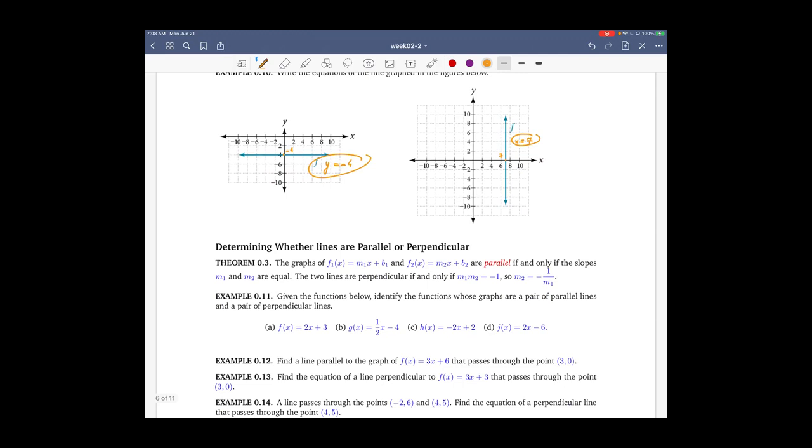We now look at an interesting theorem. Theorem giving necessary and sufficient conditions for 2 lines to be parallel or perpendicular. Remember, perpendicular means intersecting at an angle of 90 degrees. The word perpendicular means making an angle of 90 degrees.